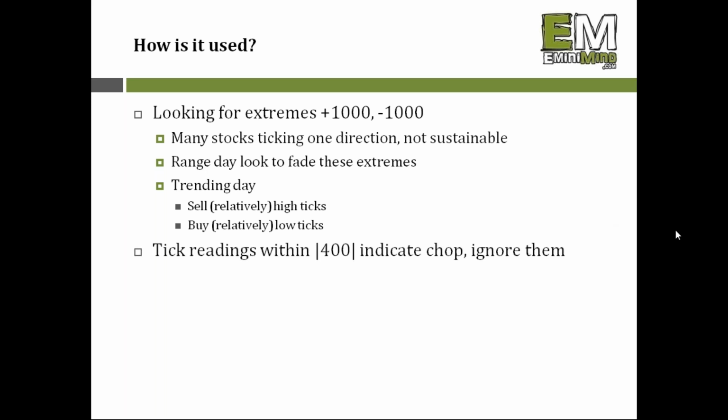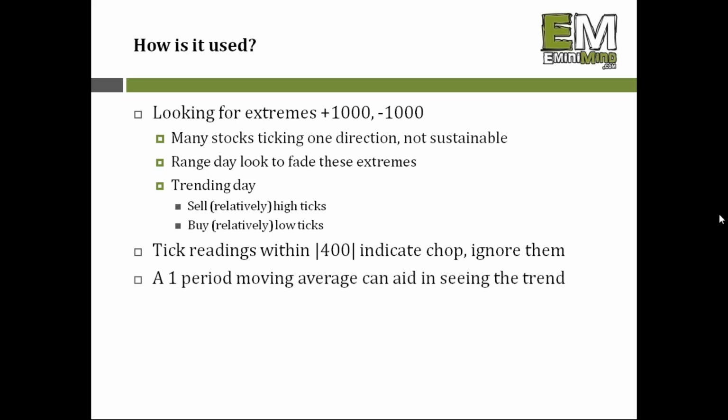So the extremes are the important thing. As we get closer to the zero line or stay closer to the zero line, you can kind of ignore those readings. Anything inside 400 is really just chop. And that 1 period moving average can be helpful.